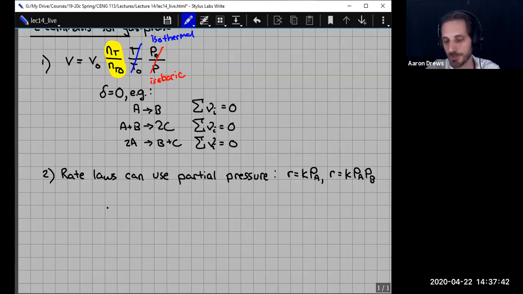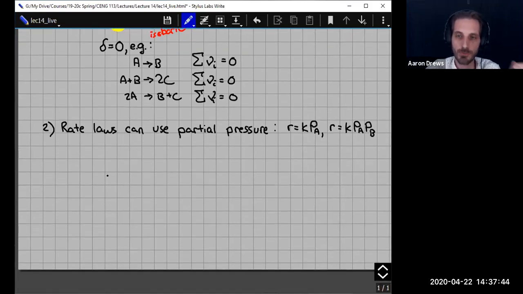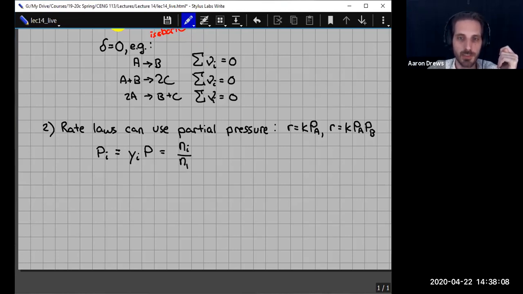And so we should at least briefly review partial pressures. This is no different than chemistry's partial pressures. But it's one of those cases where maybe you haven't used it in a while, or maybe our syntax is a little bit different, so I think it's worth at least briefly reviewing these. The partial pressure of any species I is its mole fraction in the gas phase times the total pressure. And its mole fraction is N sub I over N sub T, so the moles of whatever I is divided by the total number of moles.